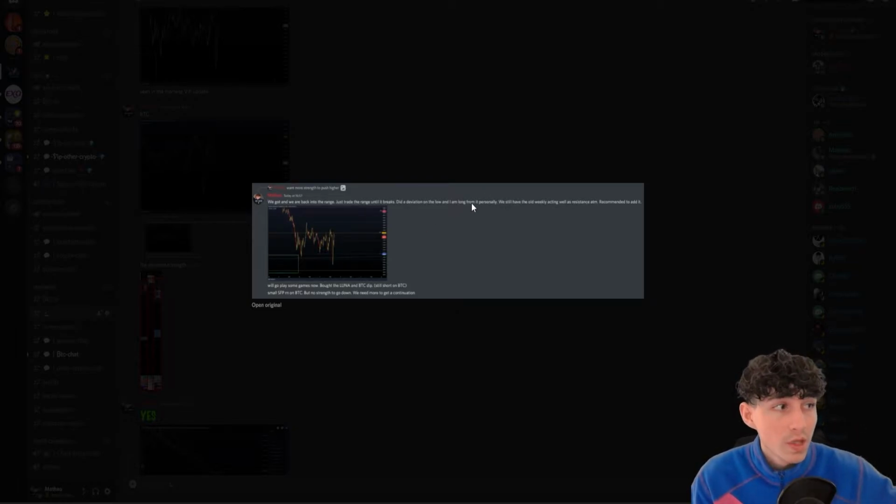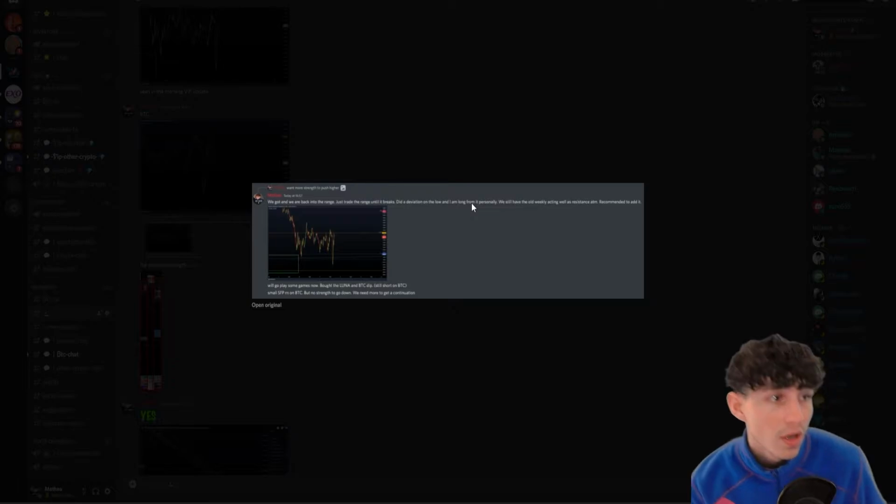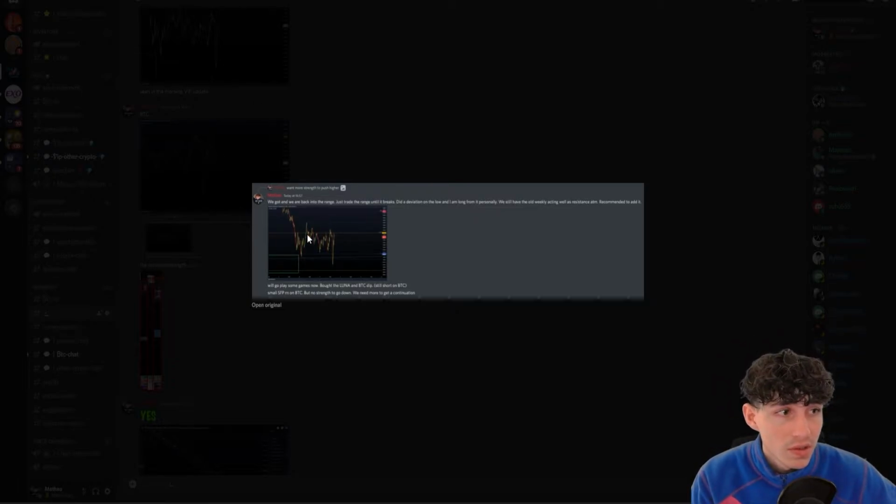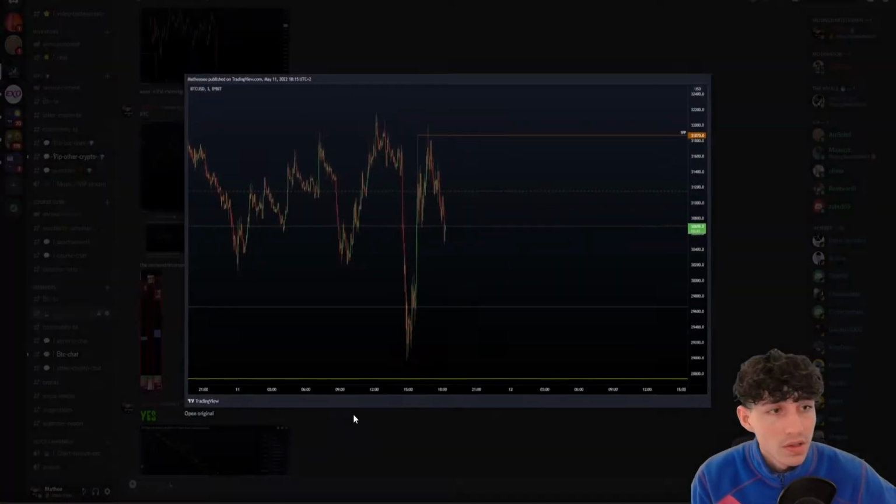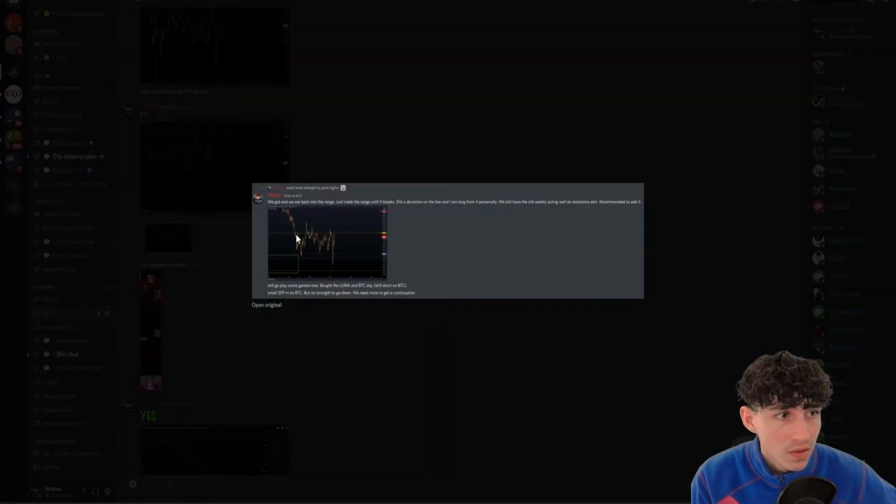We still have the old weekly acting as resistance at the moment. Recommended to add it. So as you can see here, this is a red line. I deleted that one on the screenshot, but this is the red line. The yellow line here, you can see that was playing as resistance.